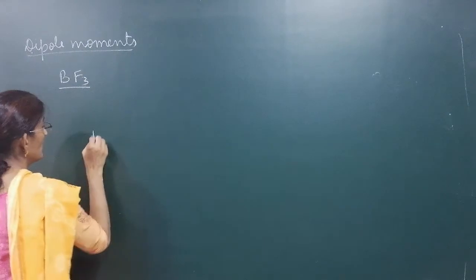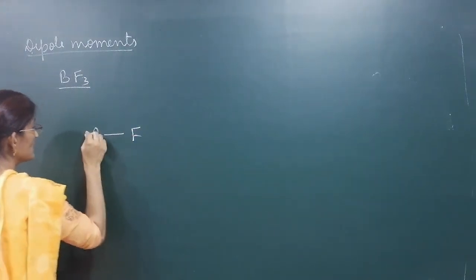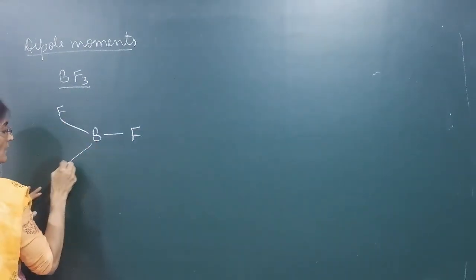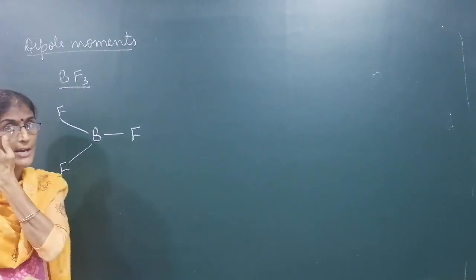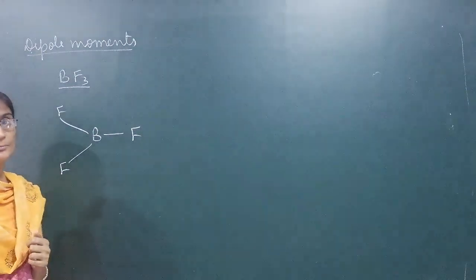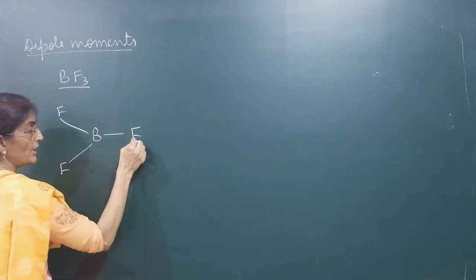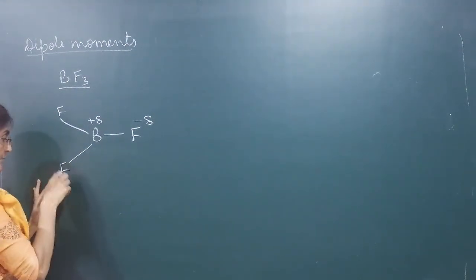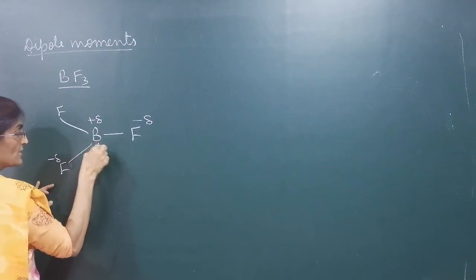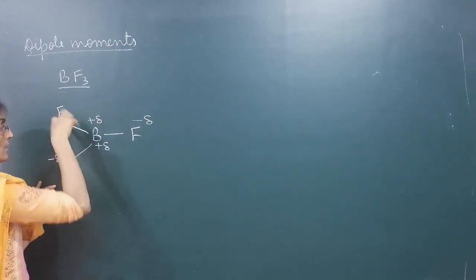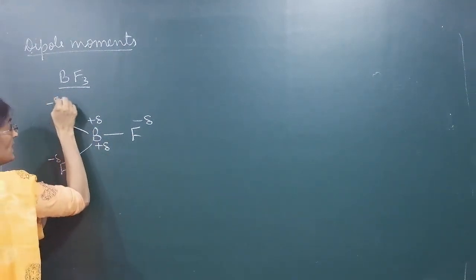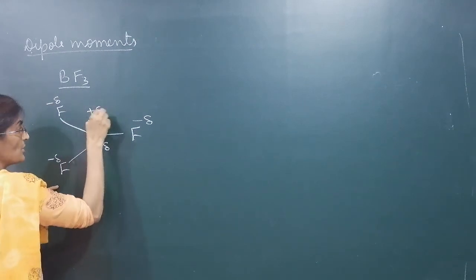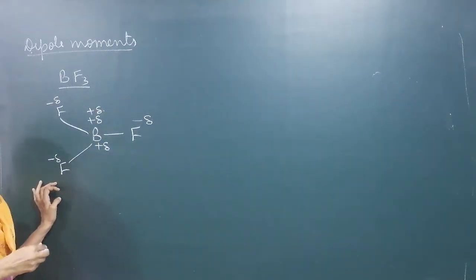The structure or the shape of BF3 is planar triangle, like this. What type of shape does BF3 have? Planar triangle. Fluorine is more electronegative, so partial negative and partial positive charge develop. This fluorine is also more electronegative, so partial positive, partial negative charge will develop. This bond is also polar, so partial negative for fluorine, partial positive for boron.